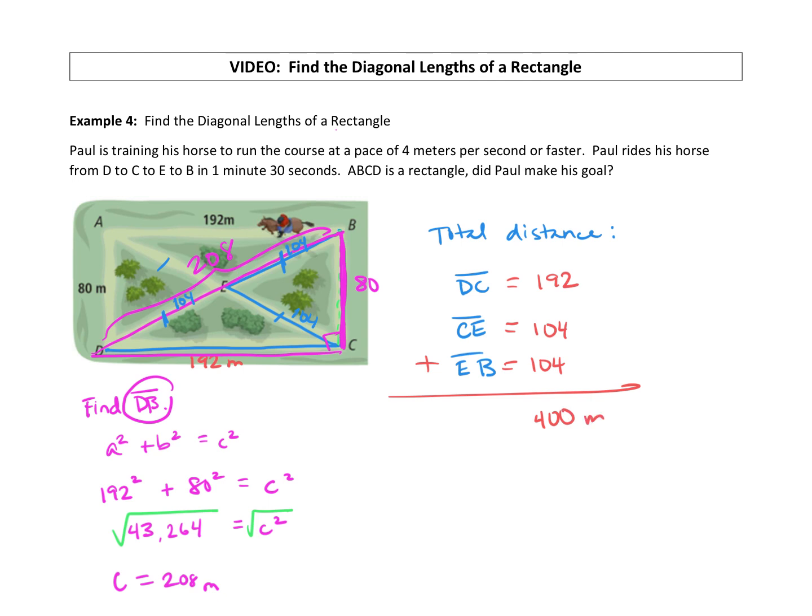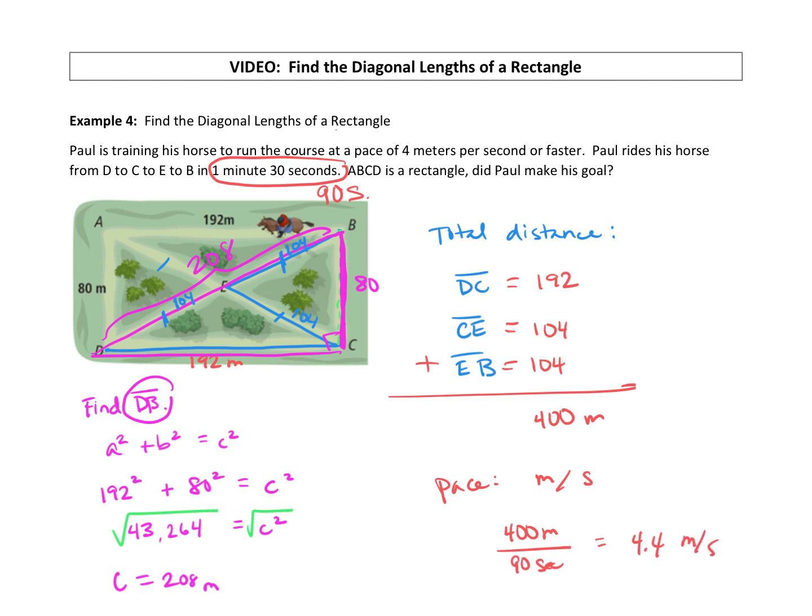We have to compare that to his pace. He wants meters per second. So what we'll do is take his total meters. He traveled 400 meters, and he did that in 1 minute and 30 seconds. That is a total of 90 seconds. So we're going to take the 400 meters, because we need meters per second, and divide that by 90 seconds. When we divide that out, we get about 4.4 meters per second.